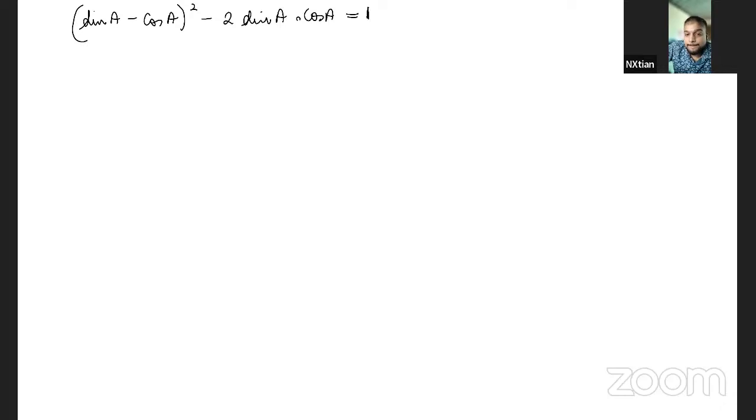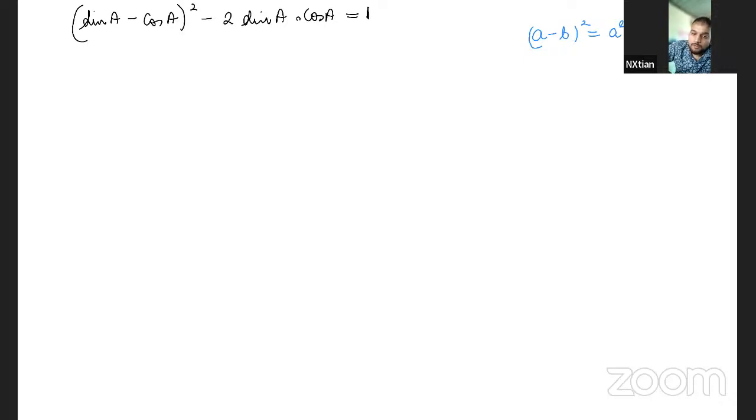Can you solve this? It's very easy. I will tell it to you. What's the hint I'm telling you? Open this identity. What is this identity, Ezekiel? A minus B whole square. Now, what is the identity of that? A minus B whole square is A square minus 2AB plus B square. Yes, A minus B whole square is A square plus B square minus 2AB.